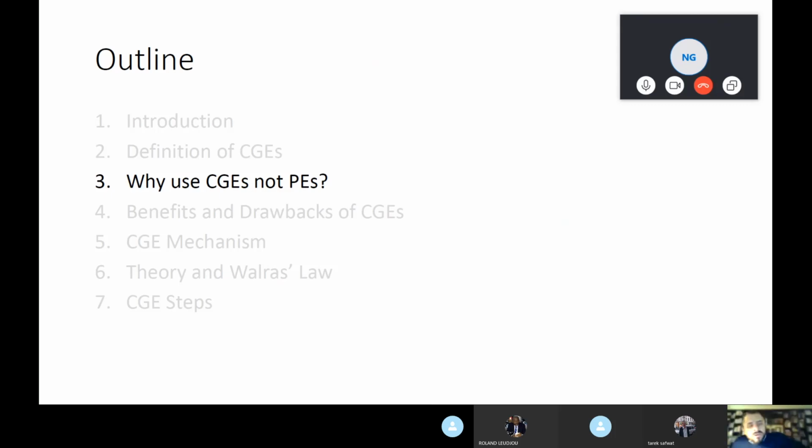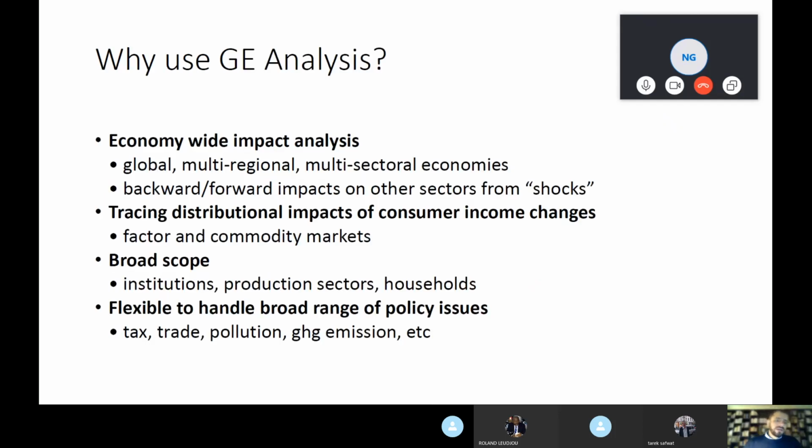Why is it better to use CGE models, not partial equilibrium models? For several reasons. Some of them we have already mentioned. So first, because we can do an economy-wide impact analysis. And this can be done either at the global level or at the level of each country. At the global level means that we can use a model that takes into consideration the whole world. So in this case, we are going to divide the world into, let's say, 25 regions.